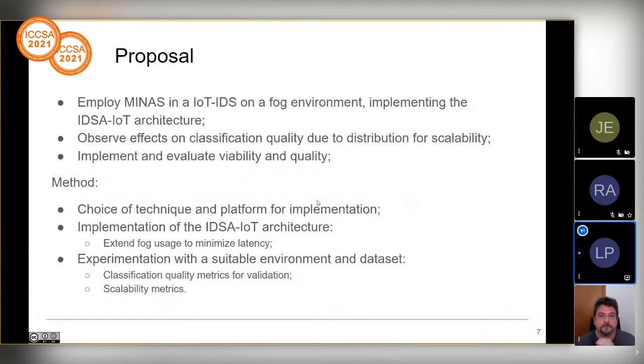Our proposal is to employ MINAS in an intrusion detection role in a distributed fog environment, following the IDSA architecture. We also want to observe the effects on classification quality due to the change from sequential to a distributed algorithm. As for our method, we chose a technique and platform for the distributed implementation, and in the end, we increased the fog usage in the architecture to minimize latency and also due to technology constraints. For validation, our experiments were designed with a suitable environment and data set. Also, metrics were chosen for quality and scalability assertion.